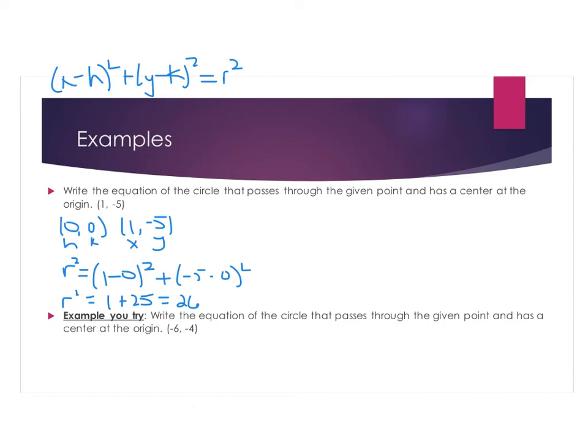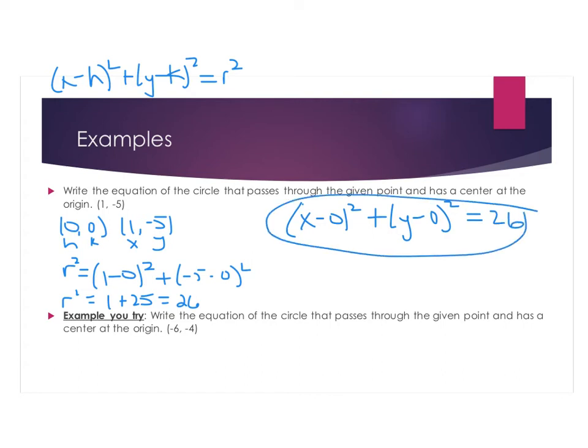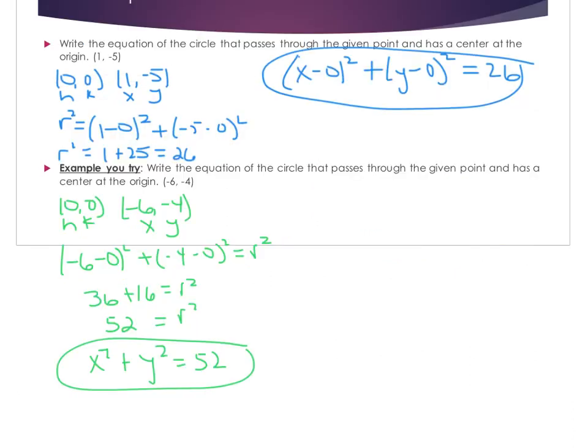So now all that's left for us to do is to write our equation of the circle. We'll have x minus 0 quantity squared plus y minus 0 quantity squared equals 26. And if you wanted to write it as x squared plus y squared equals 26, that is okay. Now I want you to try the U-try. Hopefully you find x squared plus y squared equals 52.